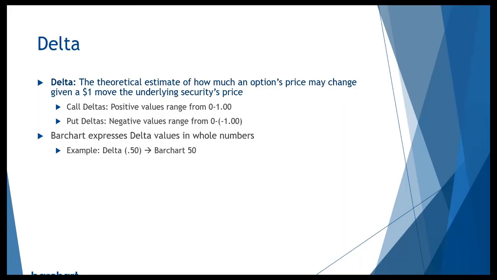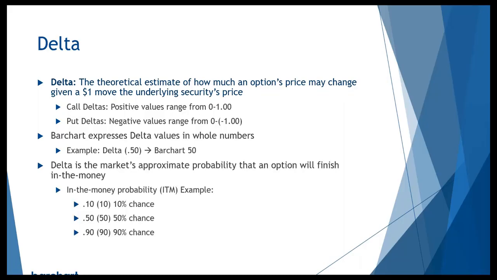All right. Delta also can represent the approximate probability that an option is going to finish in the money, this in-the-money probability. So if I have a delta of 10, then there's a 10% chance that that strike will finish in the money. If I have a 50 delta, then I have a 50-50 chance. If I have a 90 delta, then I have a 90% chance that that strike will finish in the money.